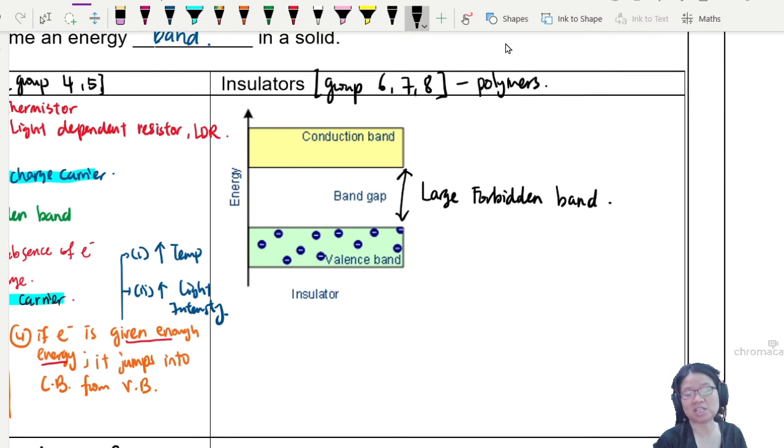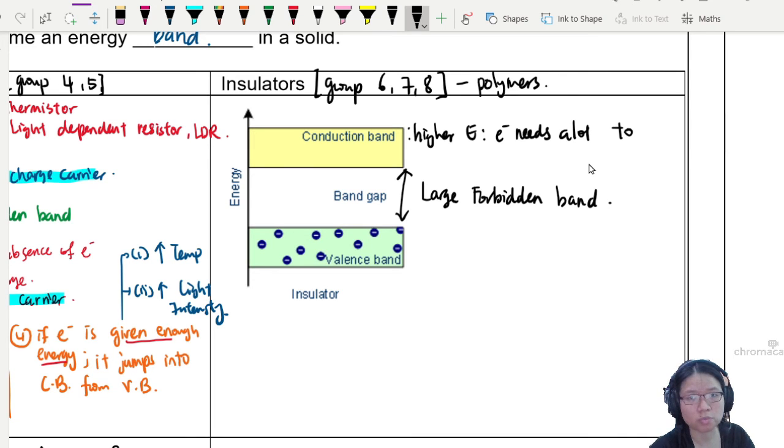Because everything is locked into a tight chain, the electrons are not very mobile. So the electron needs a lot of energy. That's why the conduction band is higher than usual. Okay, so the conduction band here is higher energy because the electron needs a lot to be mobile. Why? Because they are trapped in a polymer chain. So polymers are chains of hydrocarbon, chain and chain of molecules. So if they're tied into chains, they're harder to move.